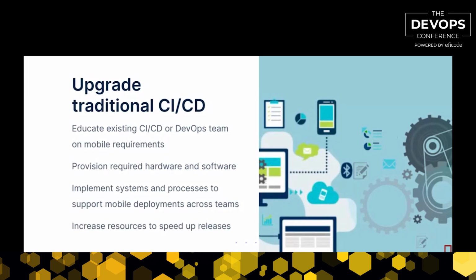It's good to implement systems and processes to support mobile deployments across teams. Most organizations do not. They will have multiple teams: an iOS team, a native Android team, maybe a cross-platform team as well, maybe all of the above. But if you're going to have a centralized DevOps team that's handling all mobile deployments, there needs to be a system in place for each of these different teams to ensure that they have their own build stacks available for provisioning when it's time to build their applications.